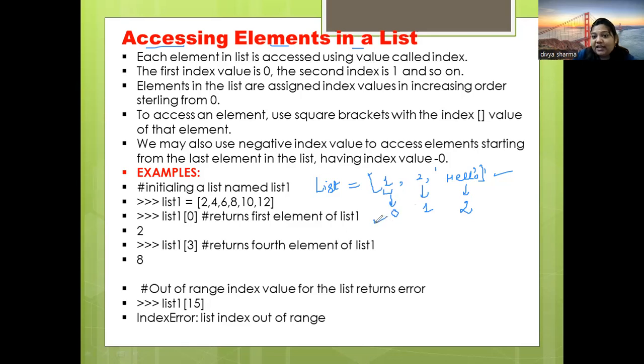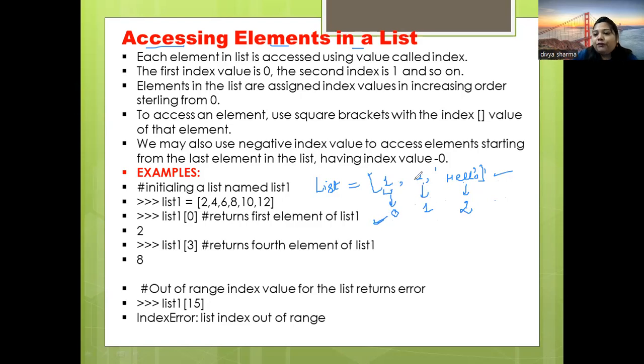Index value means their address value. So 0 will contain the first element, 1 will contain the second element, 2 will contain the hello element. If there are more elements, 3 will contain another element. To access any element in a list, we can access it by using its index.